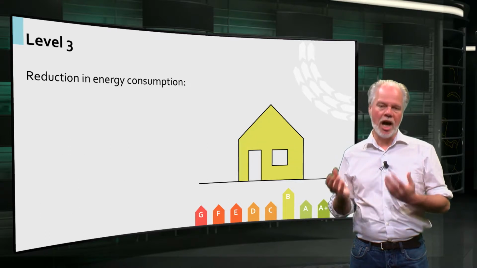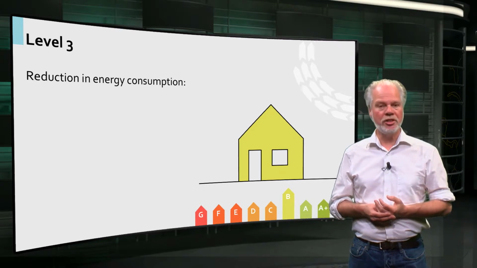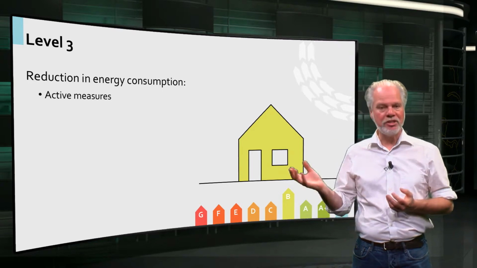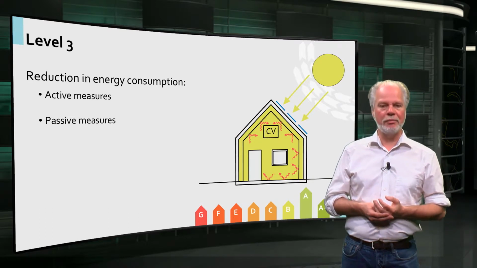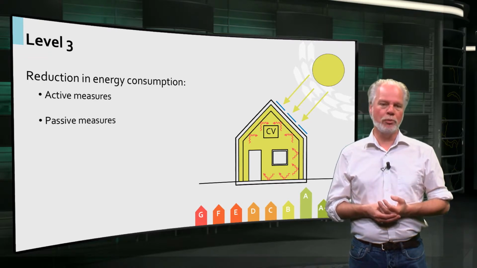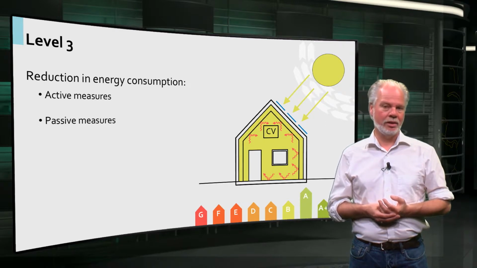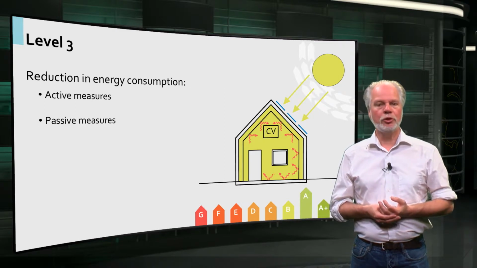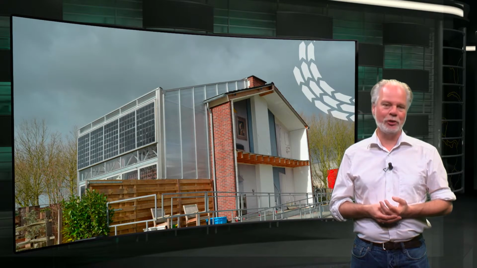Well, to reach the highest possible level of energy reduction, a combination of active and passive measures is needed. And this level of energy efficiency can be achieved in new housing construction, but it is also possible by refurbishing existing dwellings. Level 2 will create dwellings that almost need no additional energy.